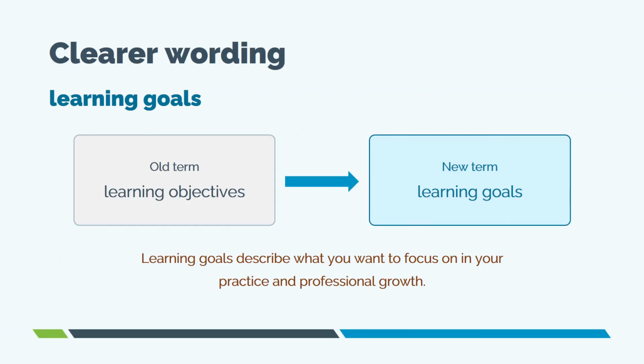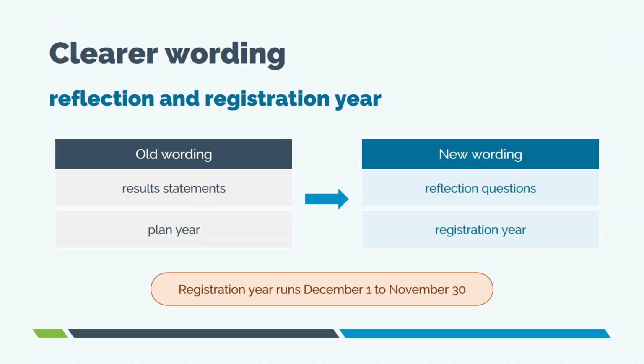Registrants also told us that some of the wording in the program was confusing and that expectations were not always easy to follow. To help with that, we simplified several terms. For example, learning objectives are now called learning goals. We chose that wording because these are goals you set for your own practice and professional growth. Result statements have also been replaced with 4 reflection questions. You'll choose the 2 questions that best fit your learning experience, and you'll answer only those 2.